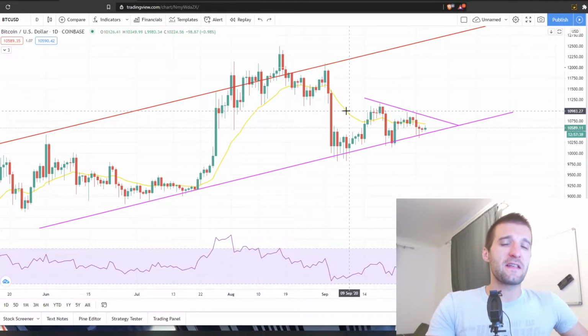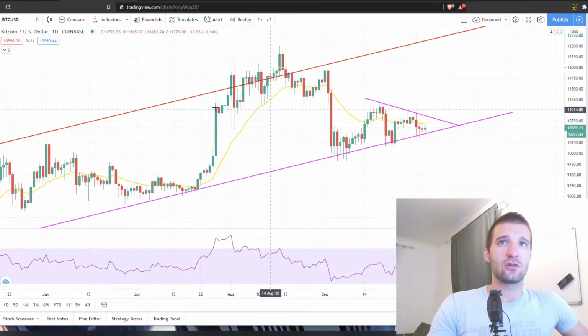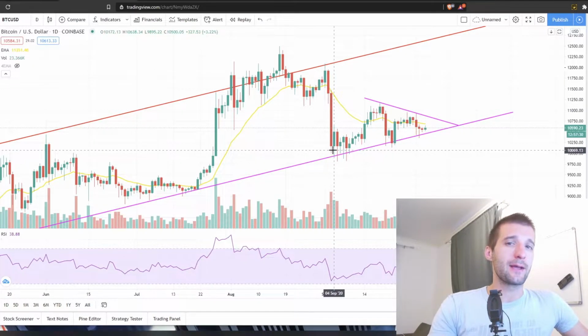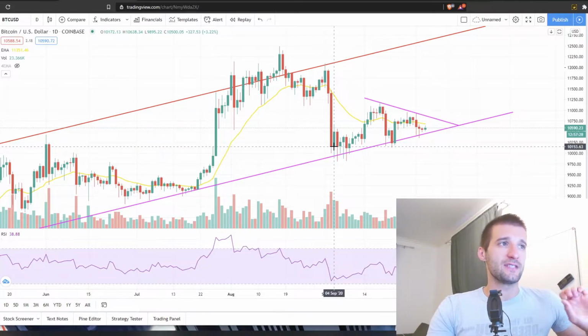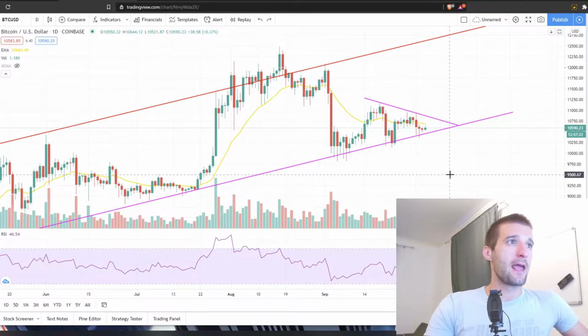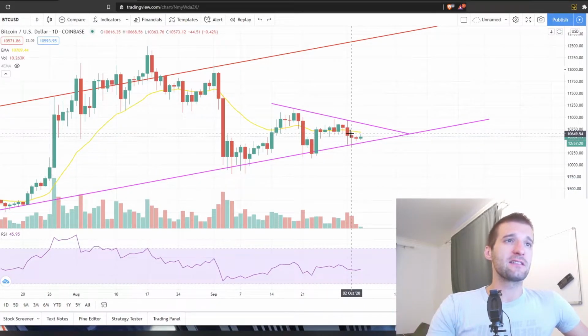Now, another reason I want to point out that we may shoot to the upside is the volume. We can bring up the volume over here, but I also recognize it when you look at the candles on the chart. As you can see on the volume, we are constantly dropping over here, and the candles themselves in this pattern are very small.